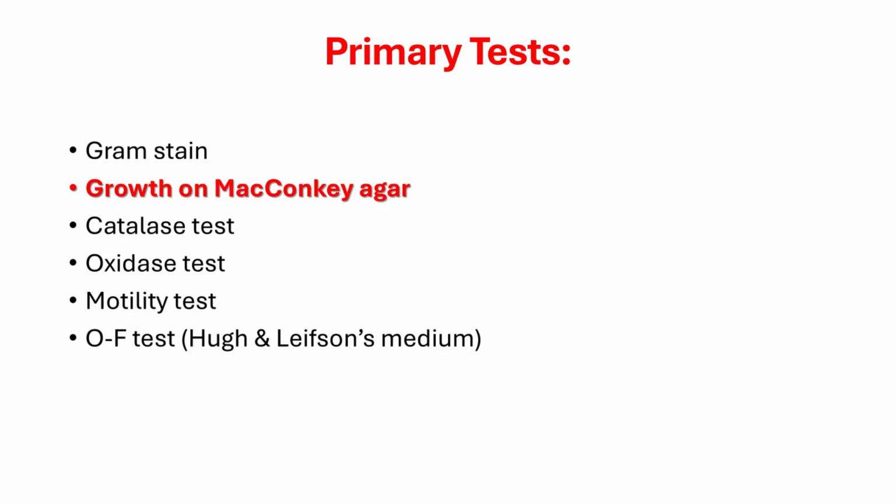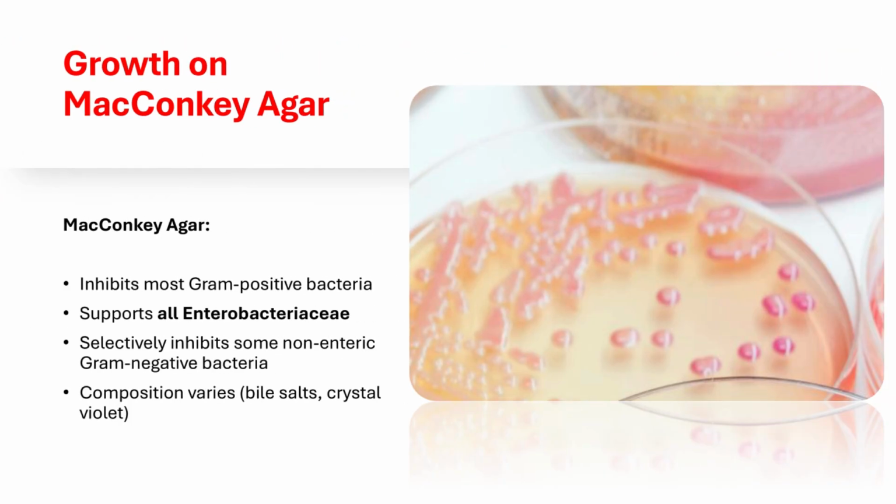Growth on MacConkey agar. MacConkey agar is used to check for growth of Gram-negative bacteria. It inhibits most Gram-positive organisms and supports Enterobacteriaceae. However, different commercial versions vary in ingredients.